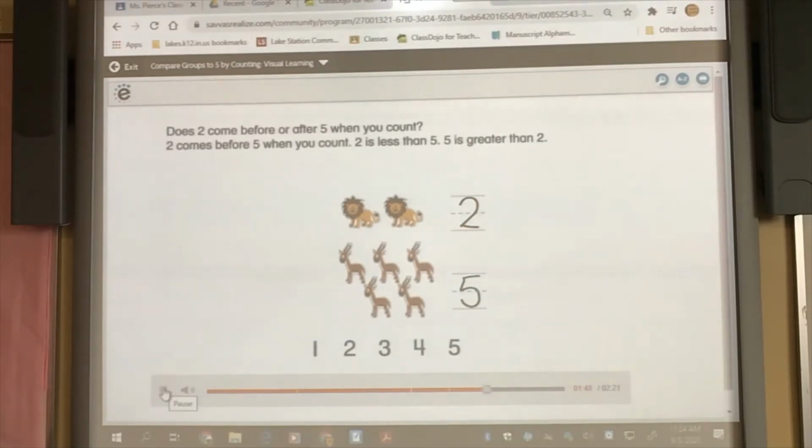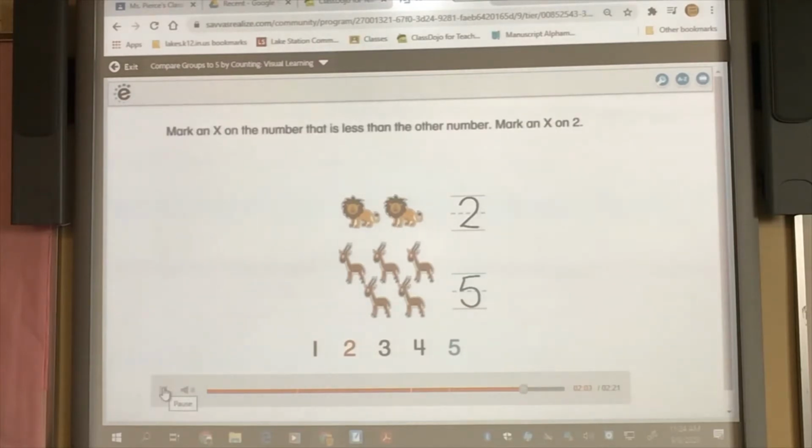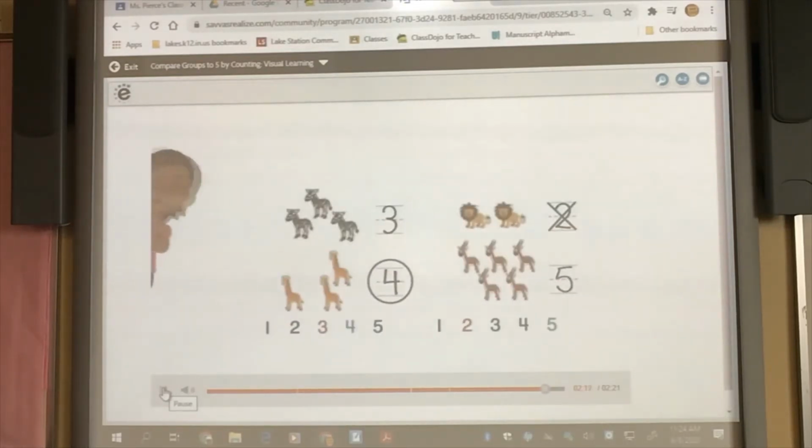Does 2 come before or after 5 when you count? 2 comes before 5 when you count. 2 is less than 5. 5 is greater than 2. Mark an X on the number that is less than the other number. Mark an X on 2. You use numbers to show greater than and less than.